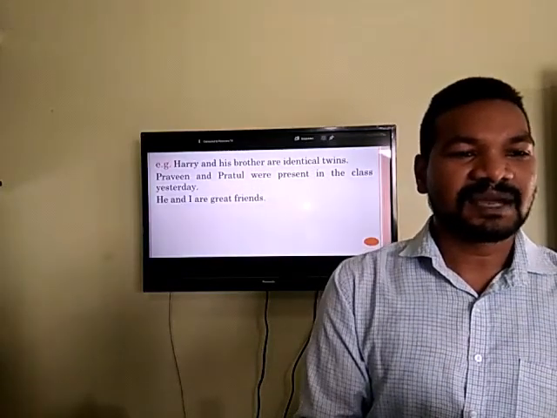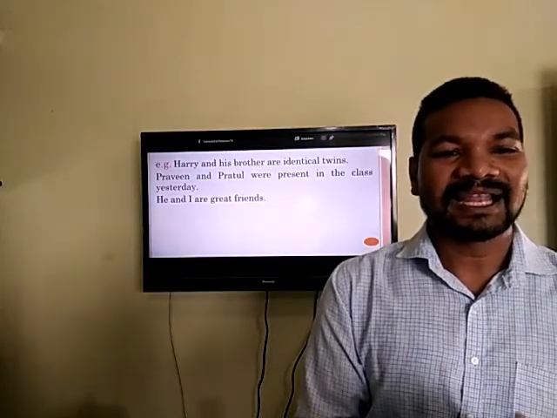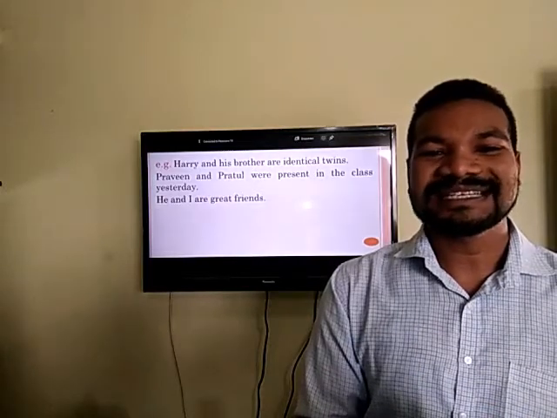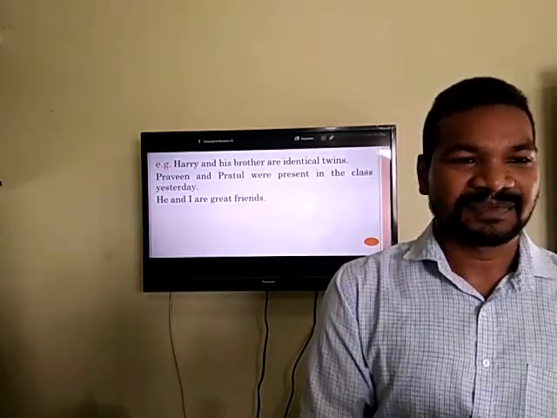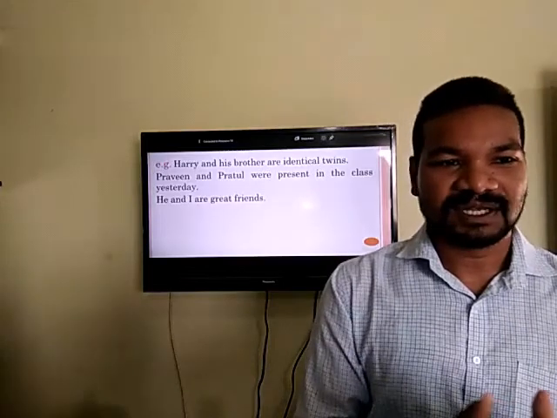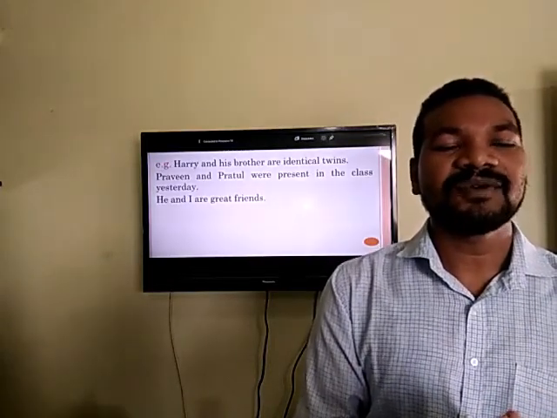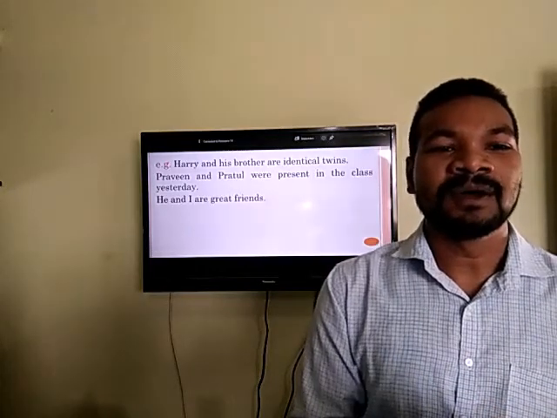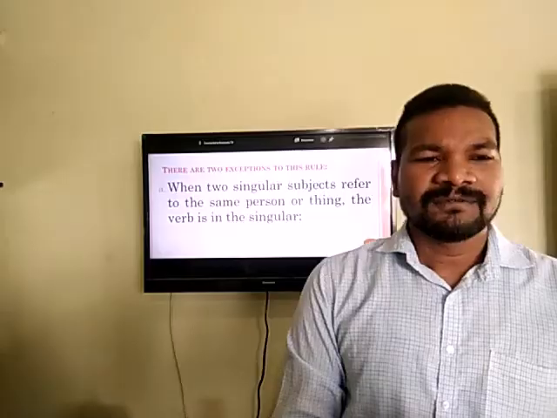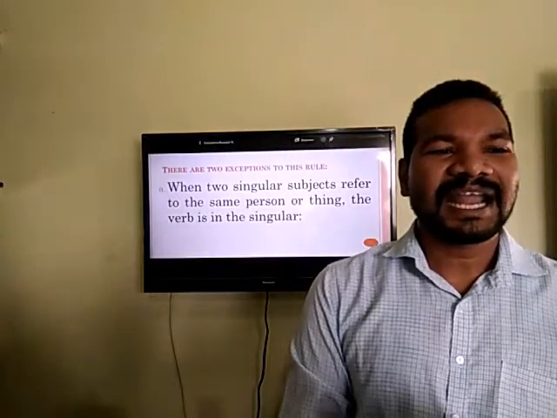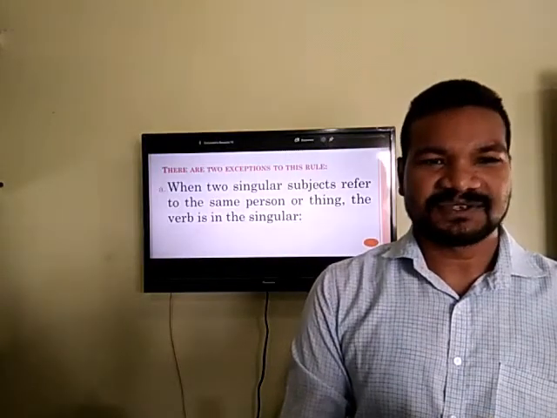Another example, Praveen and Pratul were present in the class yesterday. Pratul and Praveen, both are separate, but they are joined by the conjunction and. So therefore we are putting the plural verb were. The first rule has two exceptions.